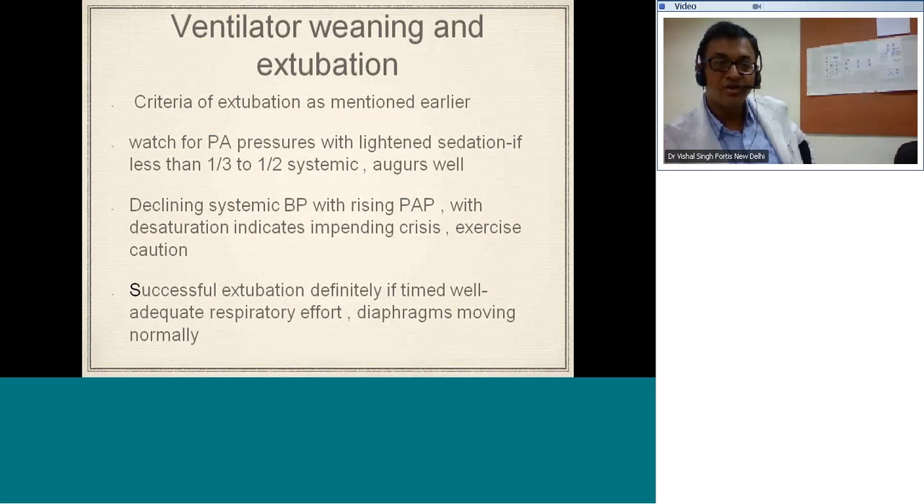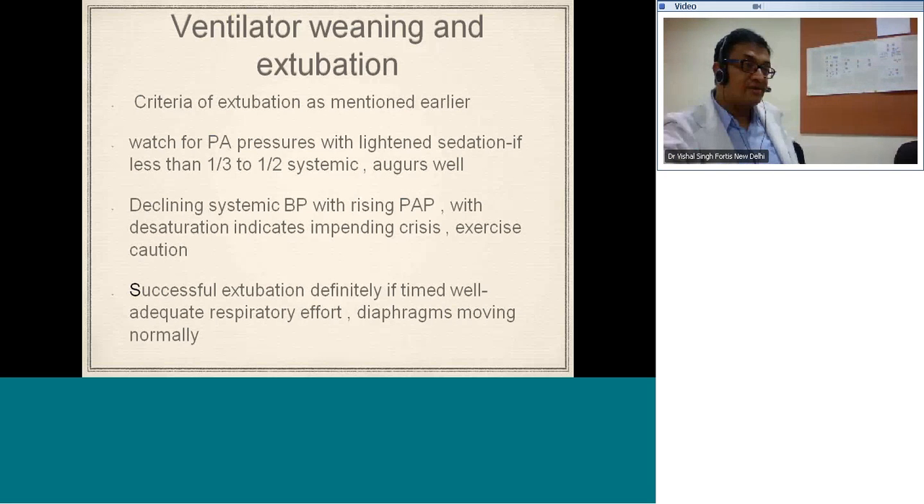The criteria for extubation, as I said earlier, remain the same. Watch for PA pressures with lightened sedation. If it is less than 1/3 to 1/2 systemic, it augurs well for you. Because in a sedated situation, the PA pressures will be good. It's only when you are coming off sedation that you really get the exact picture of how much PA pressure control you've achieved.